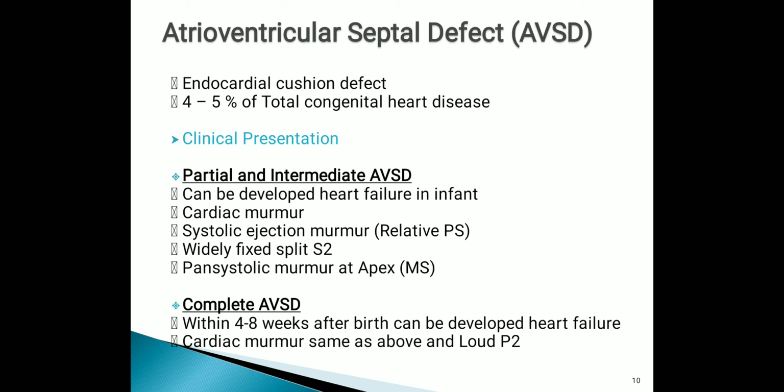Atrioventricular septal defect, endocardial cushion defect, 4 to 5% of total congenital heart disease. Clinical presentation: in partial and intermediate AVSD, heart failure can develop in infancy, cardiac murmur, systolic ejection murmur, widely fixed split S2, pansystolic murmur at apex. Complete AVSD can develop heart failure within 4 to 8 weeks after birth. Cardiac murmur same as above and loud P2.